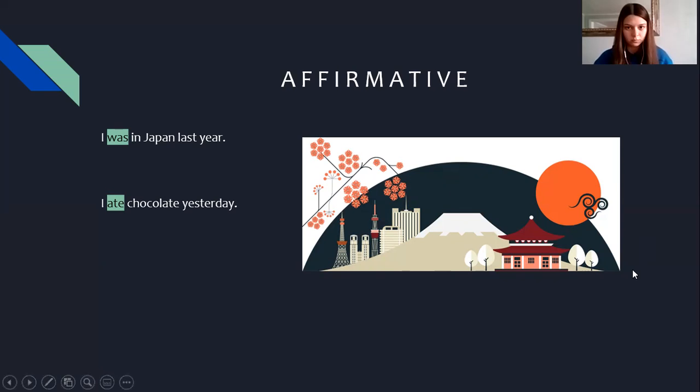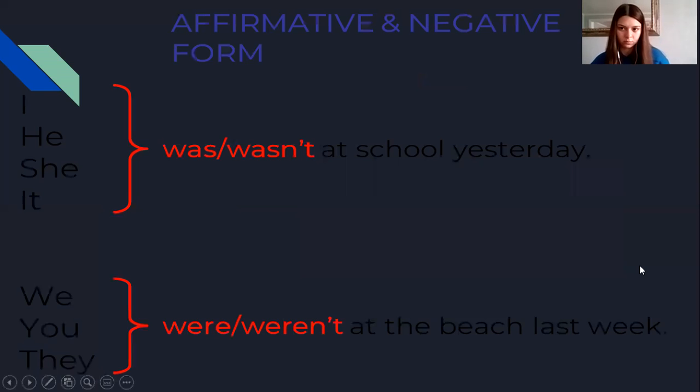And what about the negative ones? Well, first of all, here's the structure, which is that we have to put first the pronoun, then the was or wasn't, and if the pronoun is we, you, or they, we have to add were or weren't to the structure of the sentence, and then the complement.